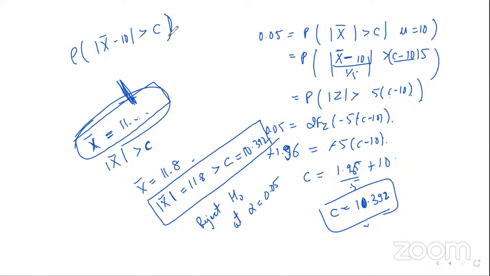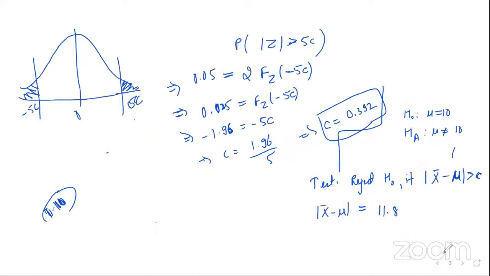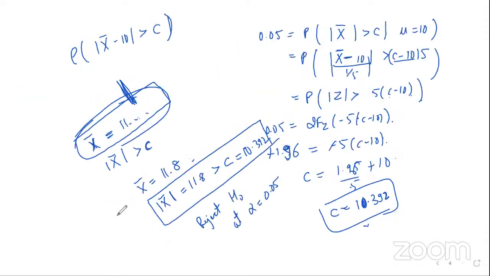Okay. So why not less than C? Let's see it here. So you're saying mod X bar minus mu less than C. So if you write this, should I write it straight or is it fine? It's fine.